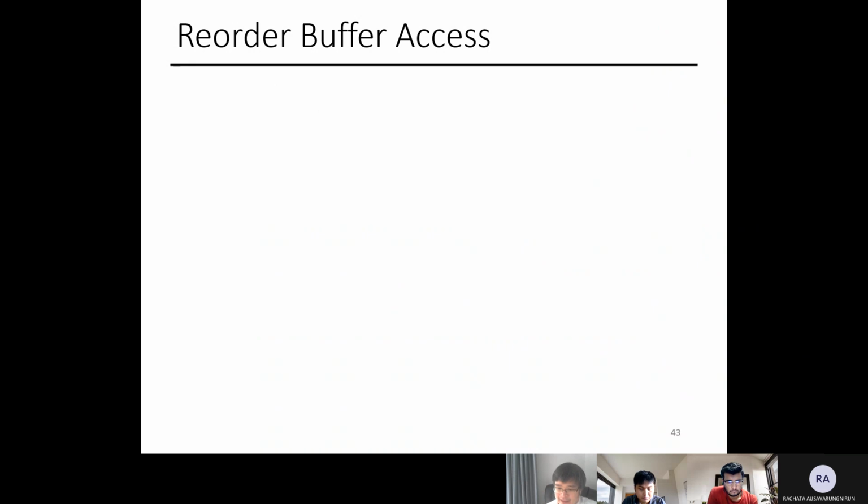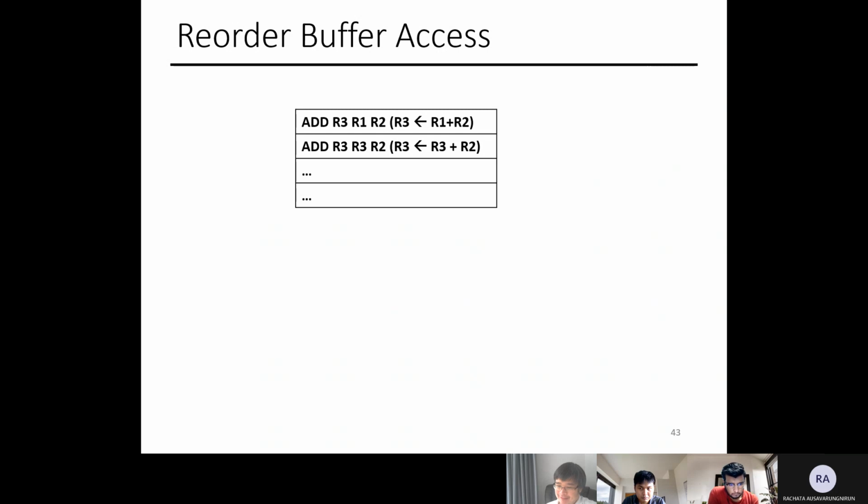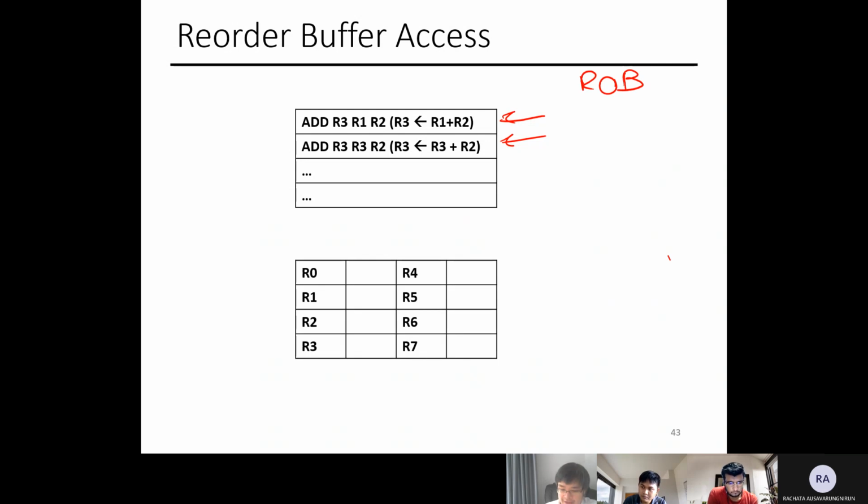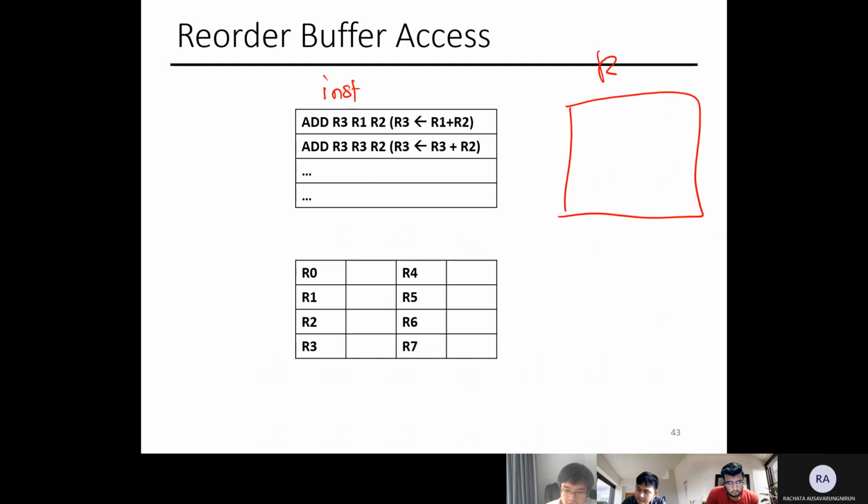So when you have a reorder buffer access, assume these are the instructions. You store this information in the reorder buffer, and here is a register file. Actually, let's make it even simpler. These are the instructions. These are going to be your reorder buffer. And initially the register values are 0, 1, 2, 3, 4, 5, 6, 7. The reason I erase everything is I just want to make sure the value is the same as the register ID, for the sake of making it simple.